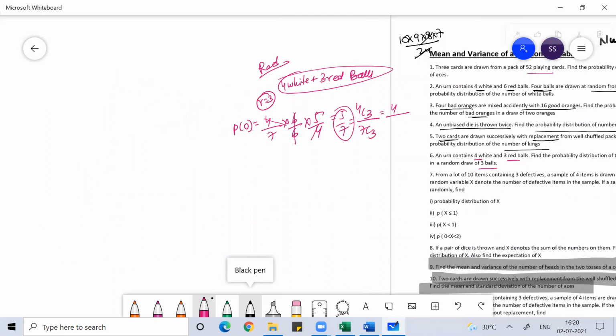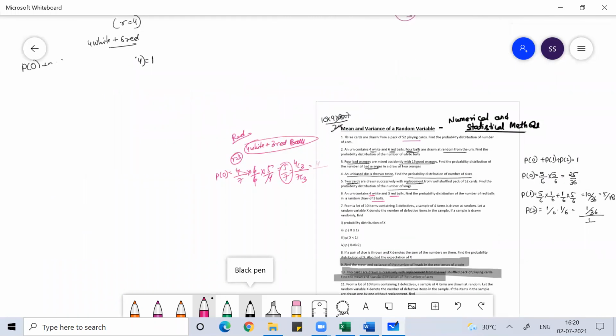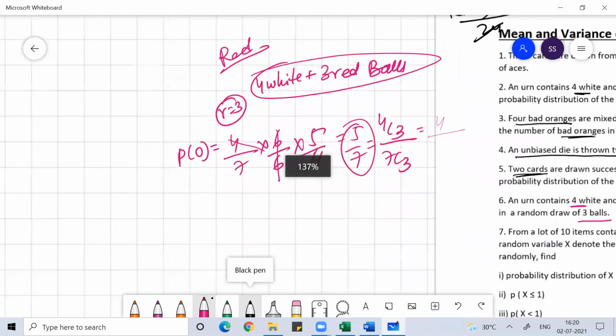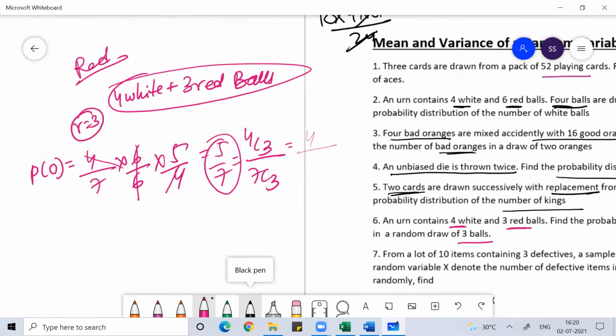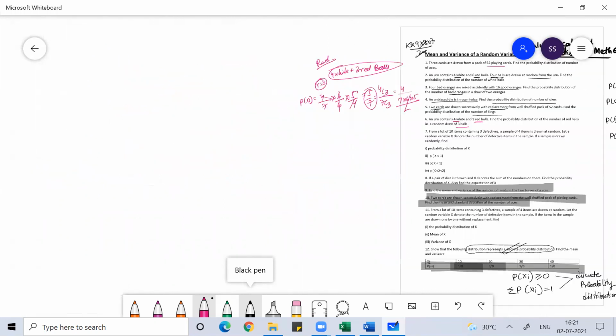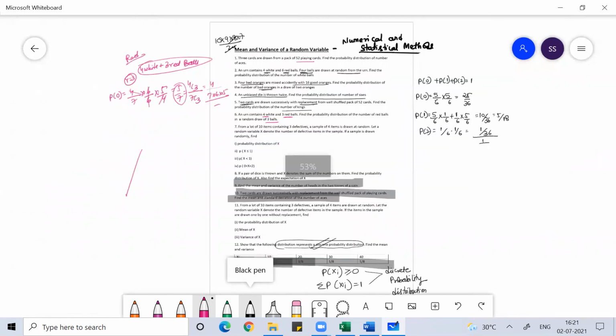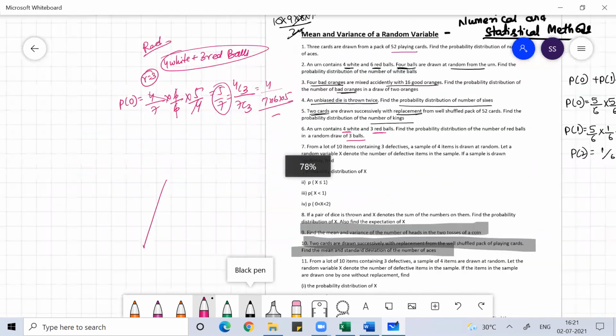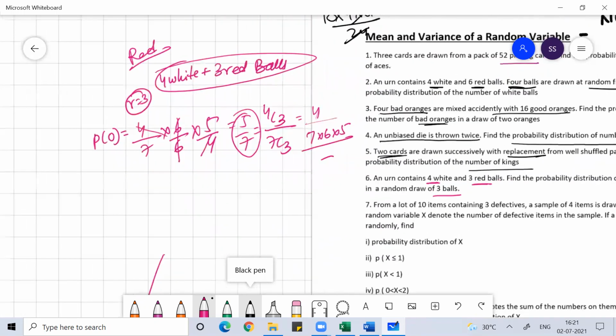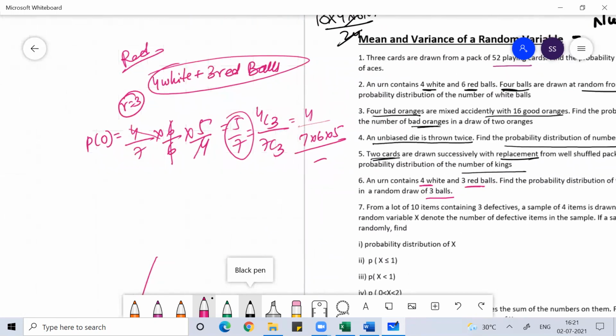4C3 is 4, 7C3 is 35, right? 7 into 6 into 5 divided by 3 factorial. This would be 35. Then it should be 4 by 35.